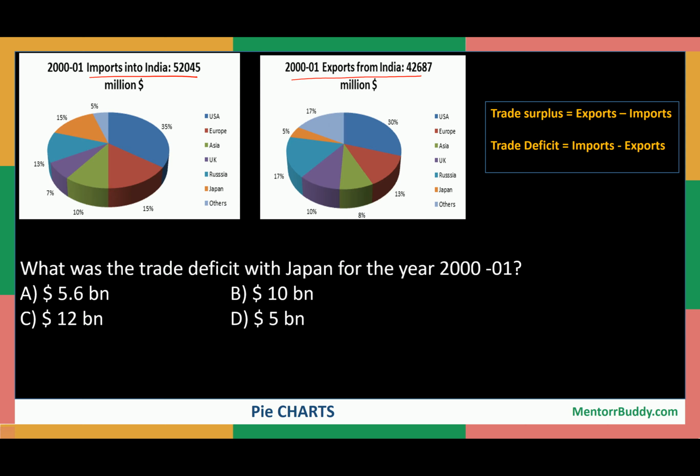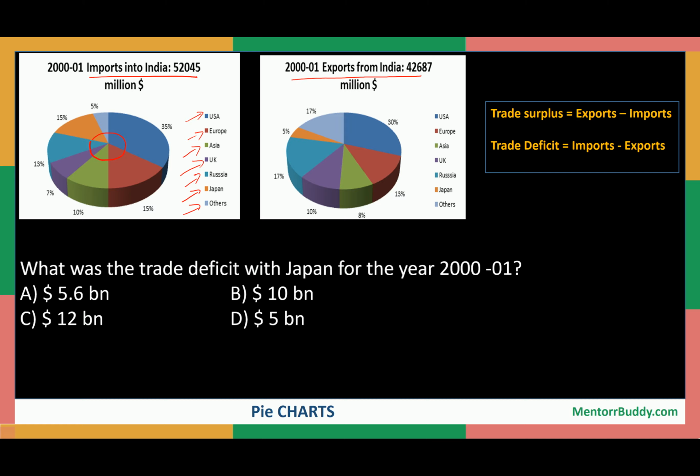And the different countries have been given, from which the import has been done and to which the export has been done. The countries are USA, Europe, Asia, UK, Russia, Japan and others, and all the countries have been denoted with different colors, right? And also this whole pie chart has been divided in percentages. I mean, the total circle contains 100% of the import, which has been further divided into different percentages.